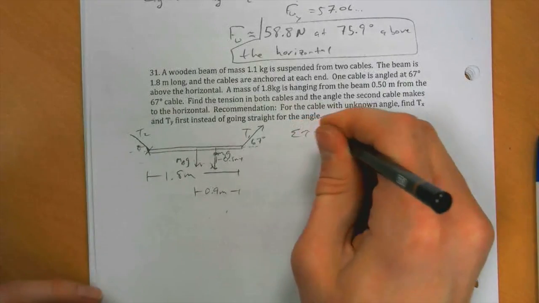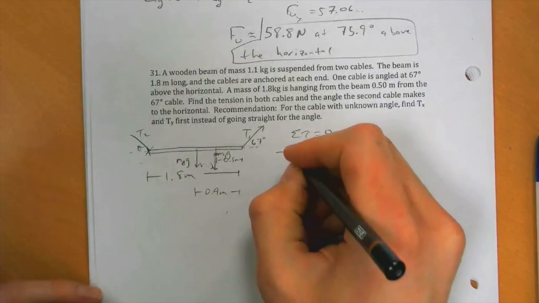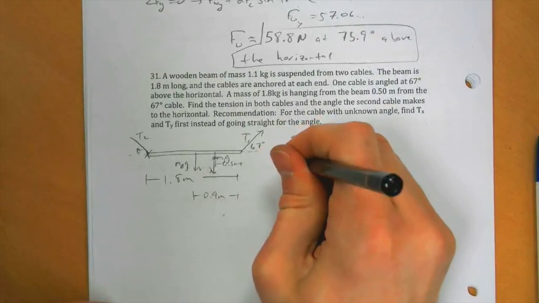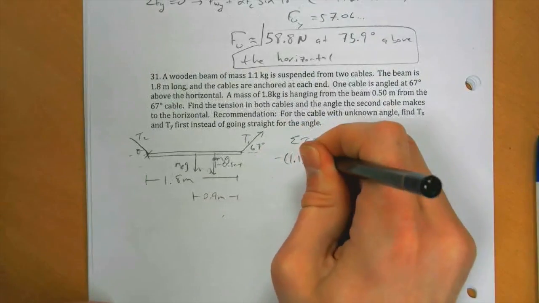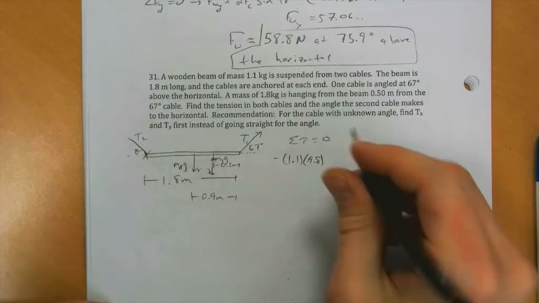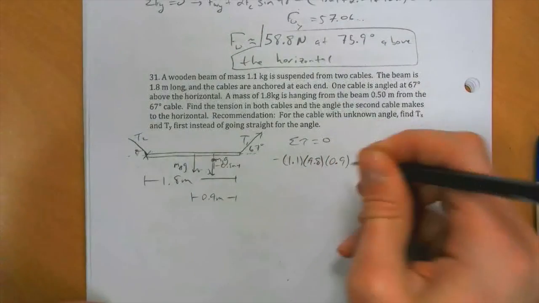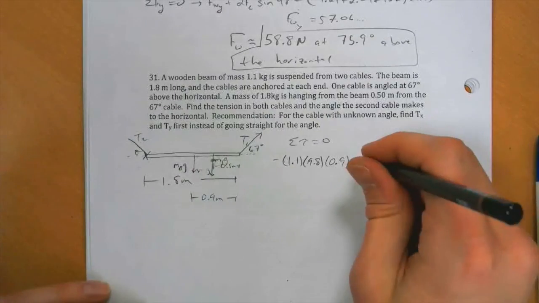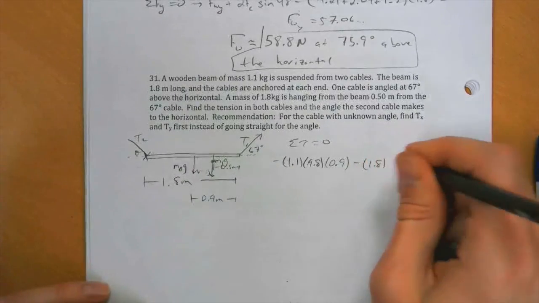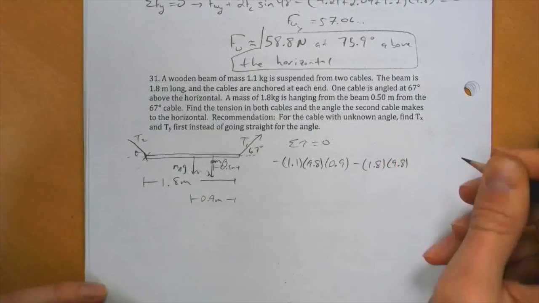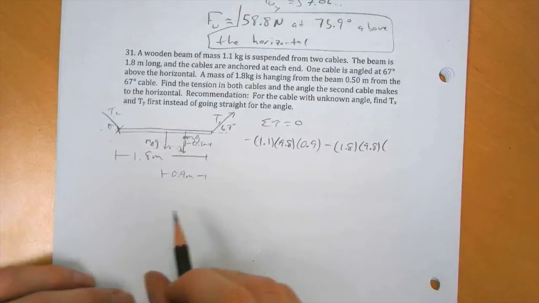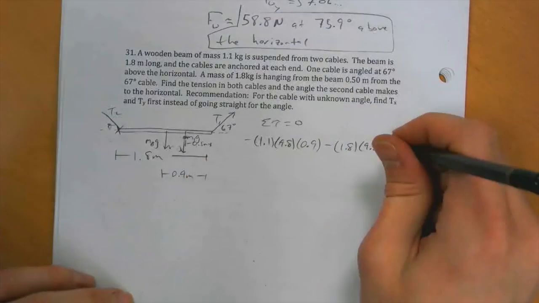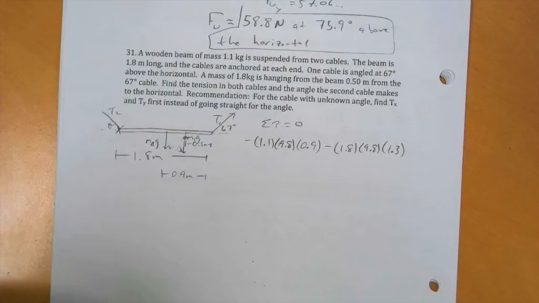So for writing that torque equals 0, we've got minus mass of the beam times G times distance from the pivot point, which is half the length of the beam, 0.9, minus this other mass, which is 1.8 kilograms, G times its distance from the pivot point. This is 0.5, so this distance is 1.8 minus 0.5, which is 1.3 meters.